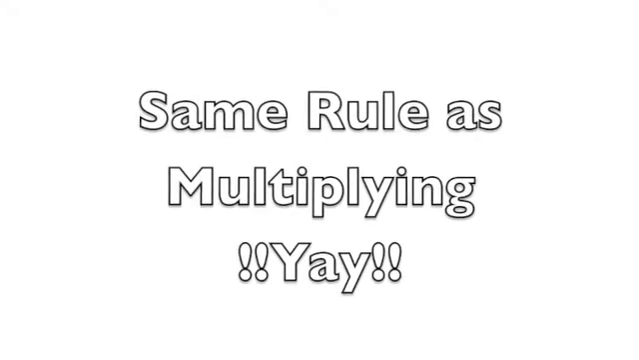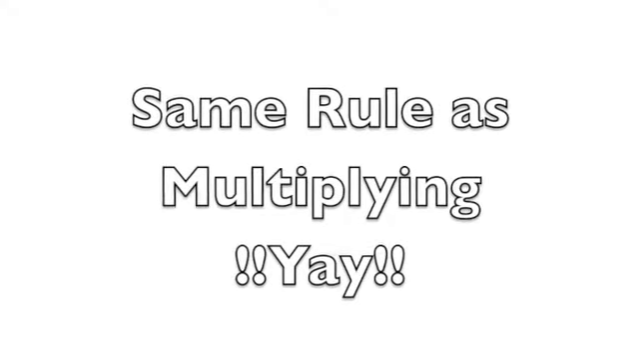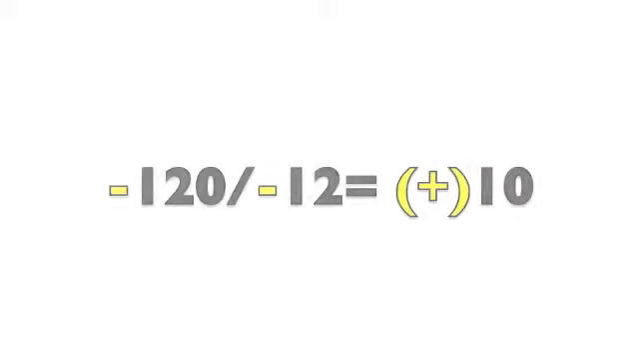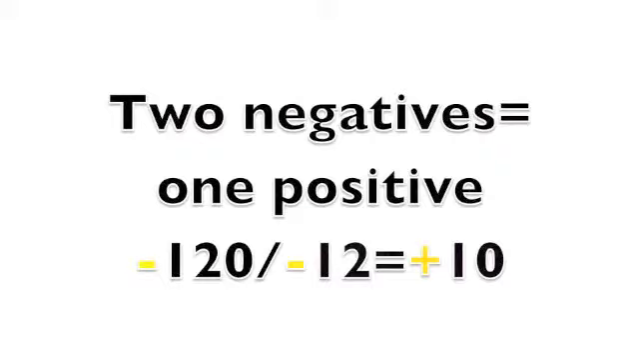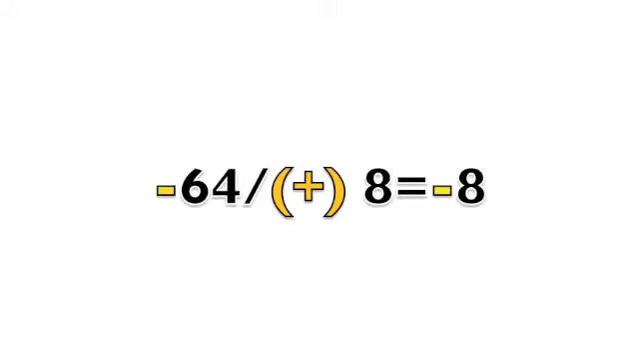Now let's go into dividing. Just like multiplying, dividing integers is quite easy. Also like multiplying, dividing integers has the same rule as multiplying, which makes it easier on us. Negative 120 divided by negative 12 equals positive 10. Why? Because two negatives equal one positive, and there were two negatives in that equation. Negative 64 divided by positive 8 equals negative 8 because there's only one negative in this equation.